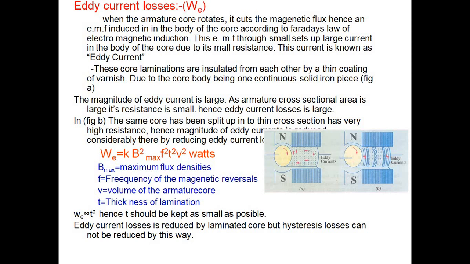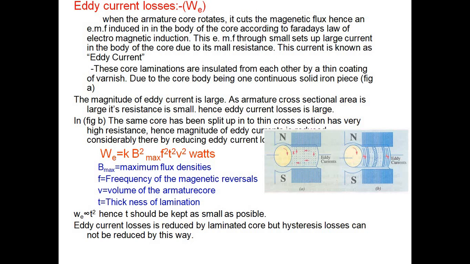The magnitude of the eddy current is large as the armature cross sectional area is large, its resistance is small, hence eddy current losses are large. When the same core is split up, the cross section is small and the resistance very high, hence the magnitude of the current is reduced. Eddy current loss is W_e is equal to K B max squared F squared T squared V watts.